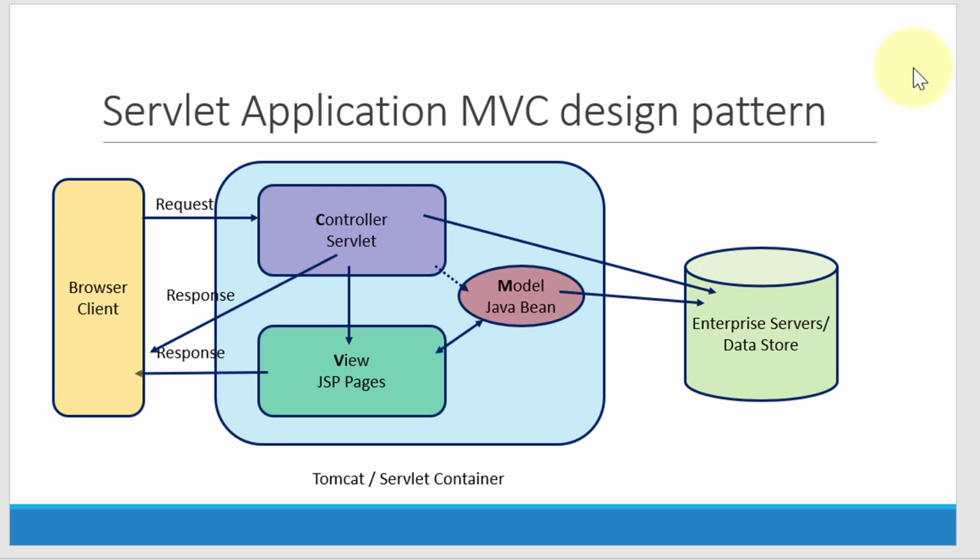Any data that is retrieved from the third-party system or enterprise servers needs to be stored as a model. We call that a data model or Java beans. Again, that is going to be a Java class. So the controller will be using the Java beans to store the data, and the data will be presented to the end client as a response using the JSP, and the required view will be presented.